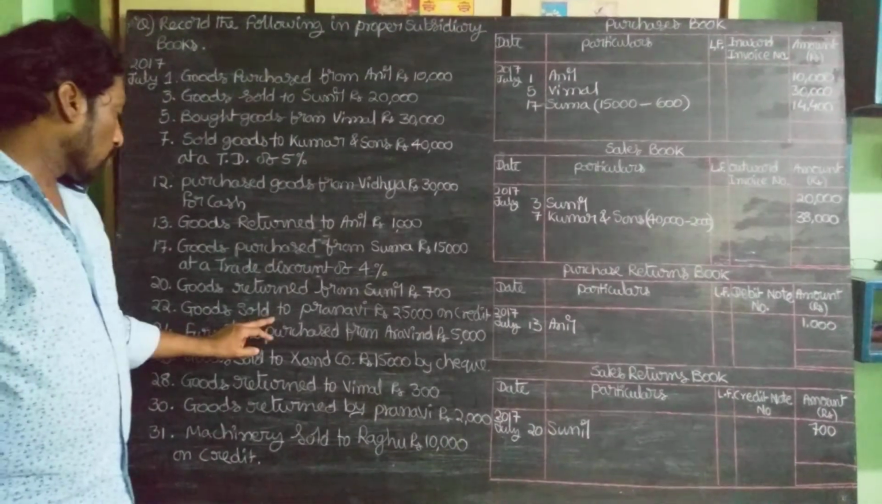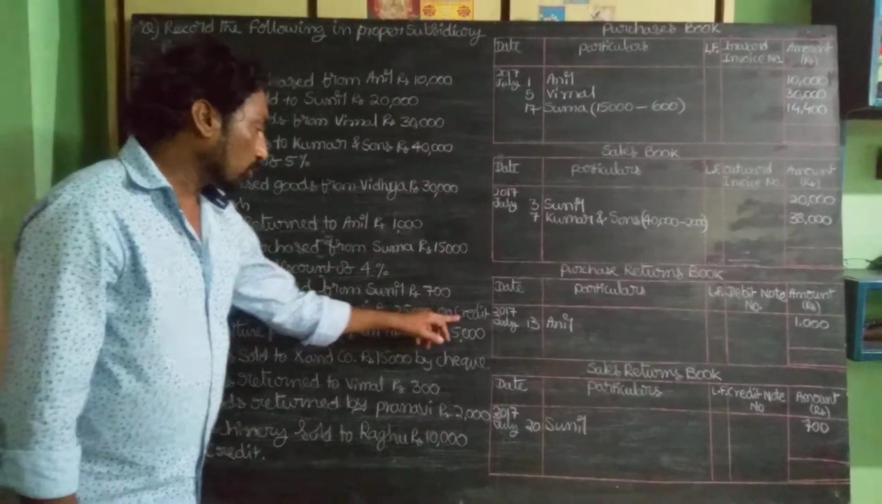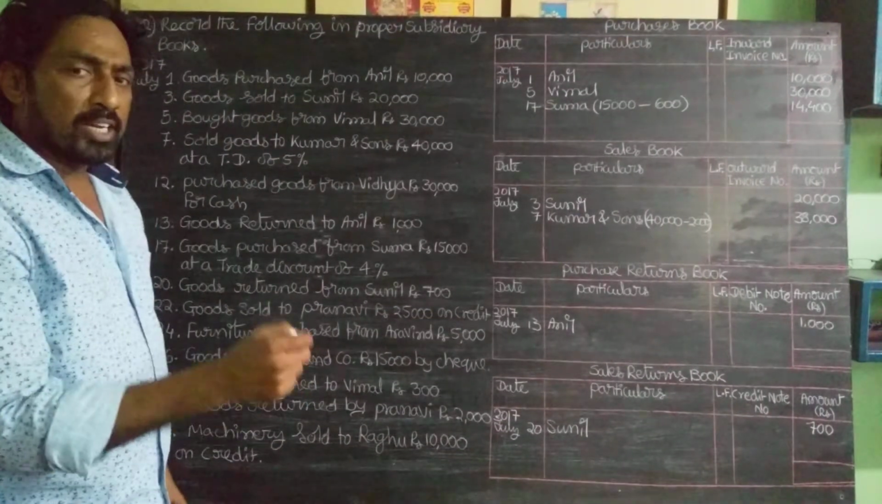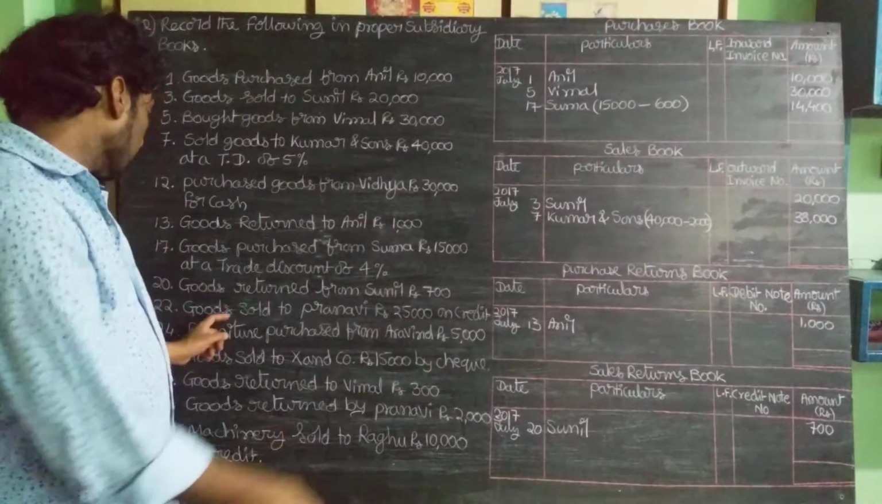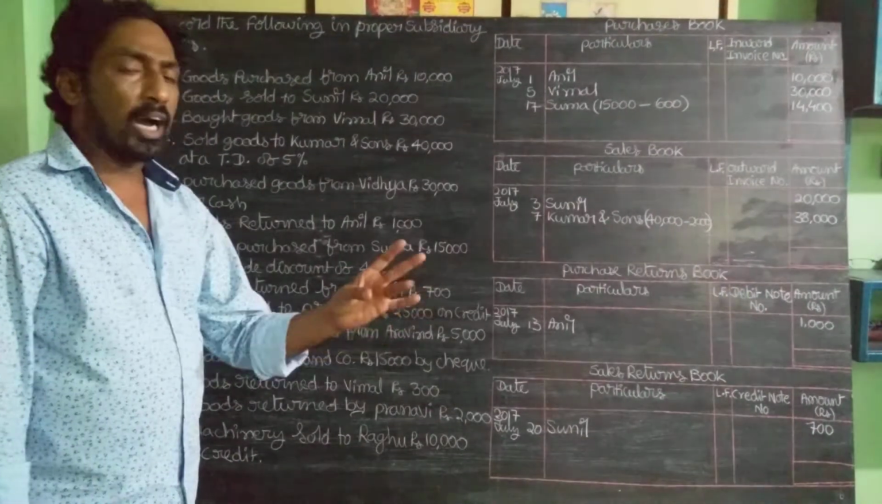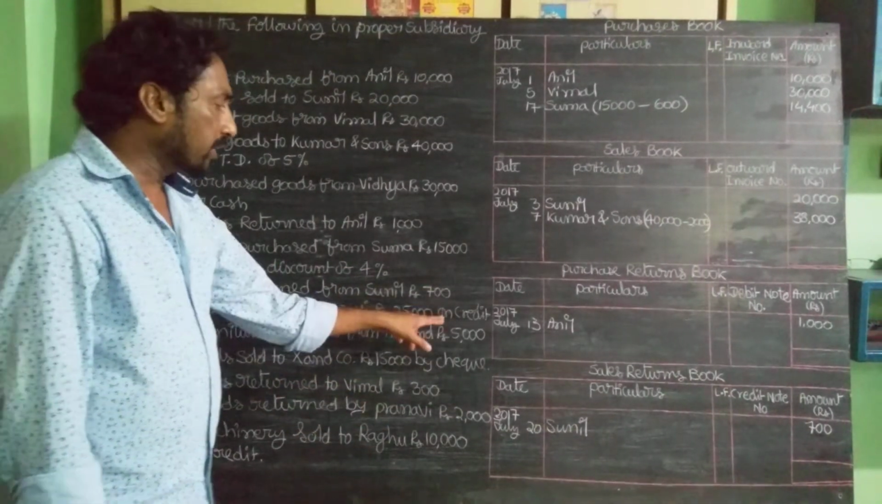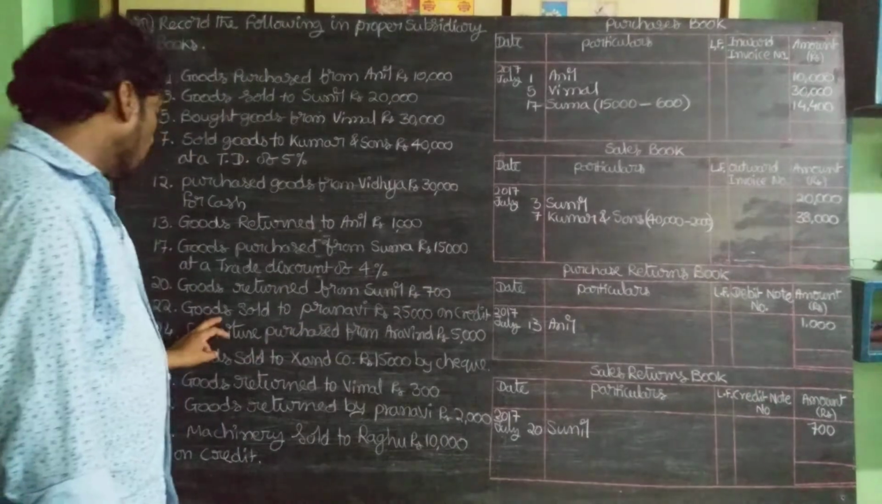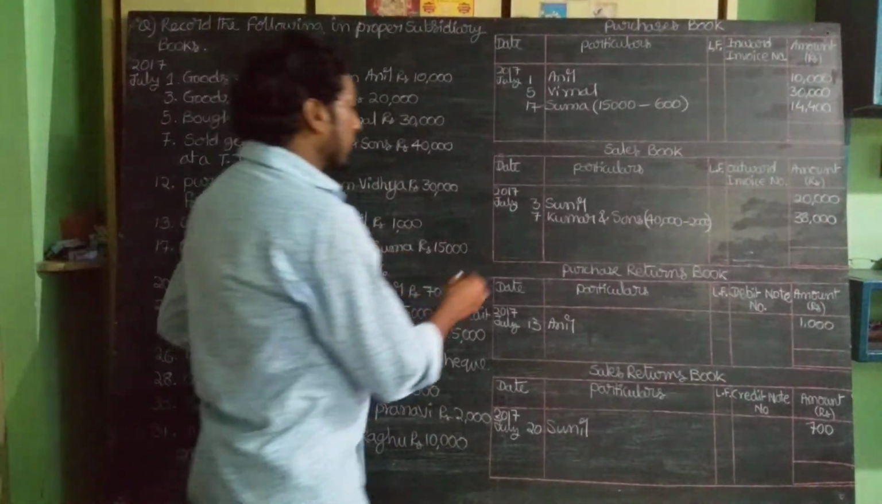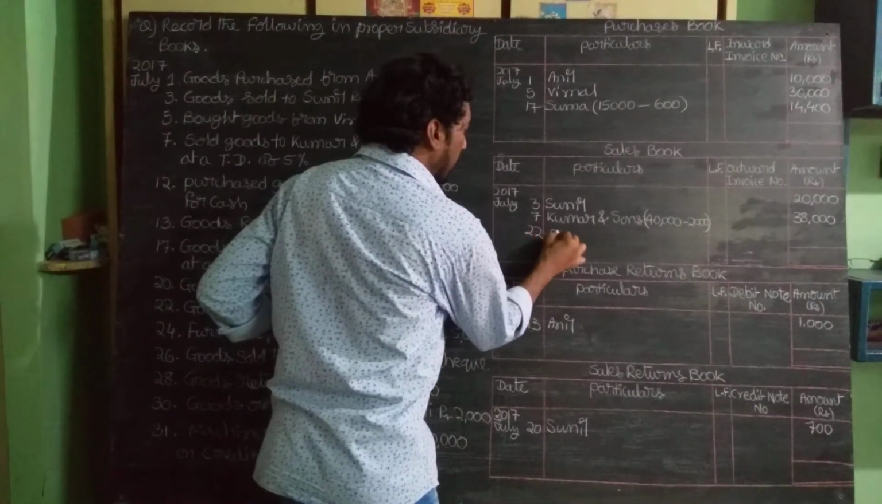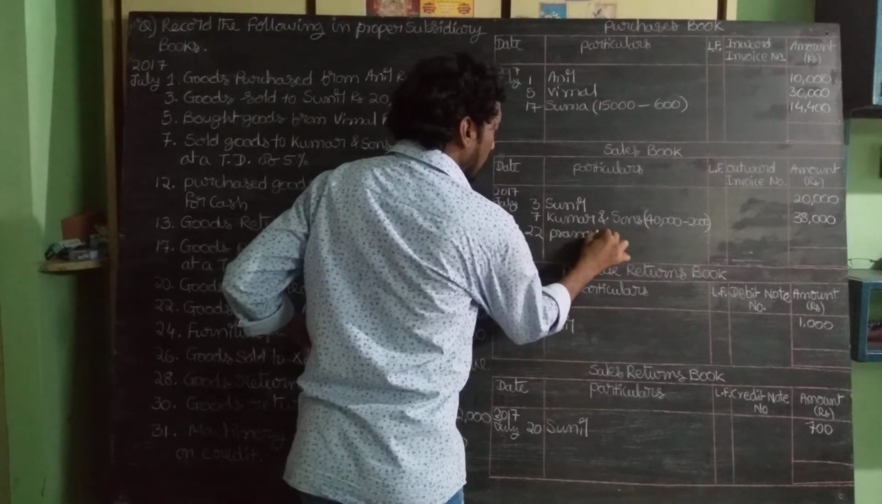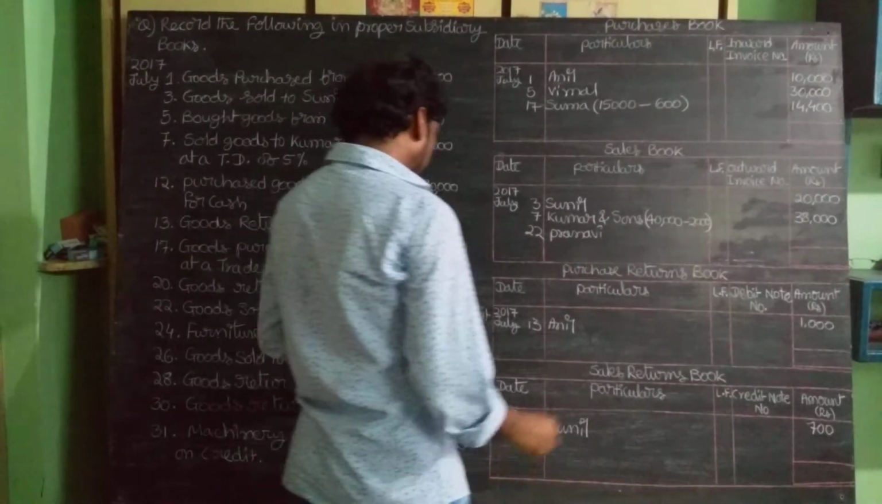Next, goods sold to Pranavi, rupees 25,000 on credit. On credit means it is to be recorded in the sales book. For cash and by cheque it is not recorded there. Goods sold to Pranavi, so 22nd, sales book, Pranavi, amount 25,000.